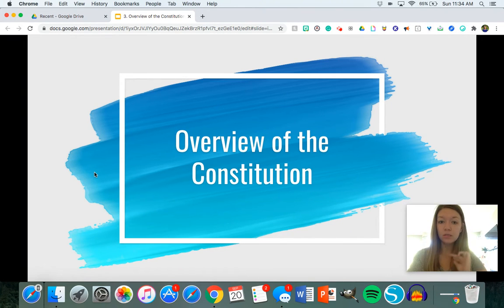This corresponds with your set of notes that is entitled Overview of the Constitution. So this will be your third set of notes for American government. And we are going to talk about today exactly what this sounds like. I'm going to give you a very broad overview of the Constitution. So the structure and what exactly is in our US Constitution, our governing document.